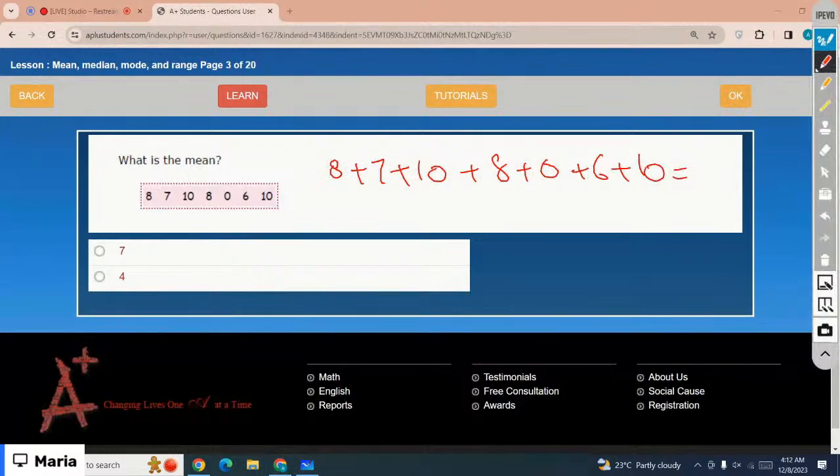2 plus 7 plus 10 plus 8 plus 6 plus 10. Yes, their sum is 49, right? That is the sum of these numbers. Sorry, 49, divided by the number of values. They are 1, 2, 3, 4, 5, 6, 7 in number. You need to divide 49 by 7. So 7 times what number is 49? 7 times 7 is 49. So the correct option is 7. Yes, I have a throat infection. The correct option is 7.